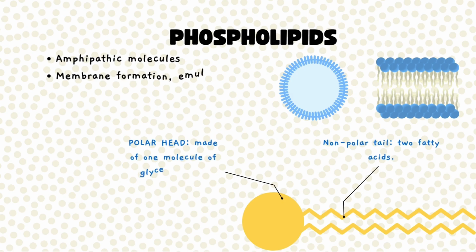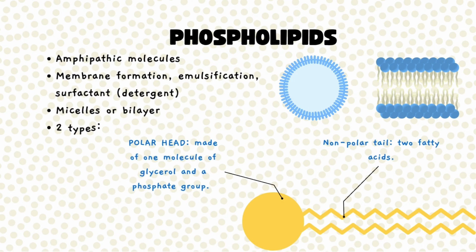Next lipid group is phospholipids, and this is something I'm sure you're familiar with. So phospholipids are actually amphipathic molecules. Okay, what does amphipathic mean? So it means they have dual properties. They have a polar head, which is highlighted here, and it's made of glycerol and a phosphate group. So the charged phosphate group will contribute to the polarity. And they have non-polar tails, which is made up of two fatty acids. Okay, that is the structure of a phospholipid.